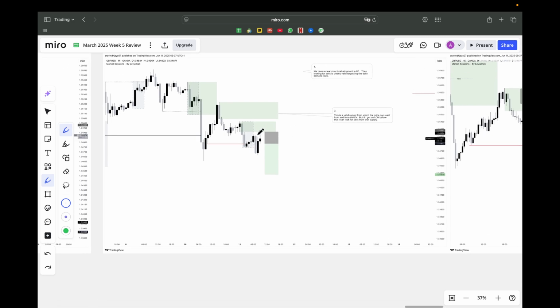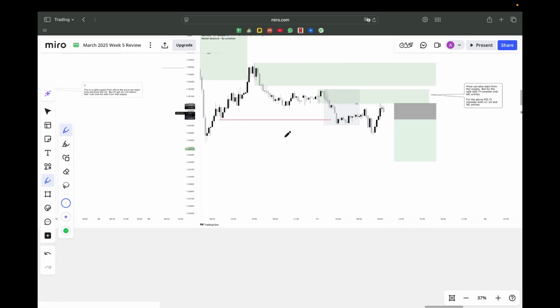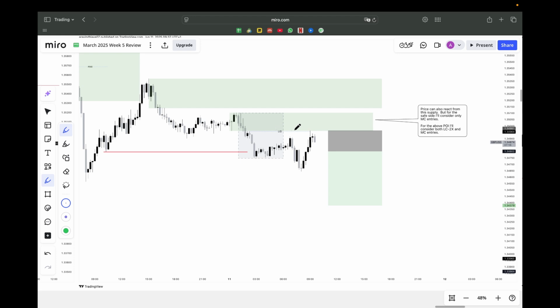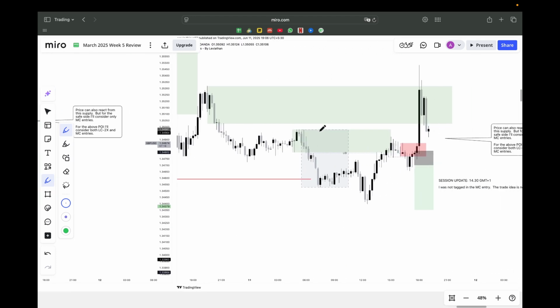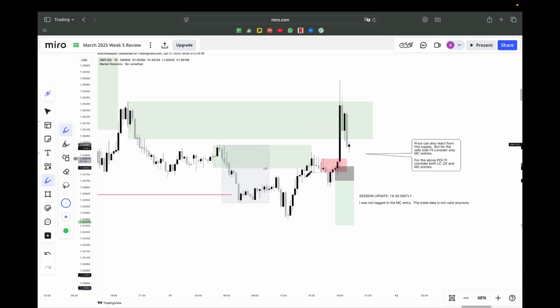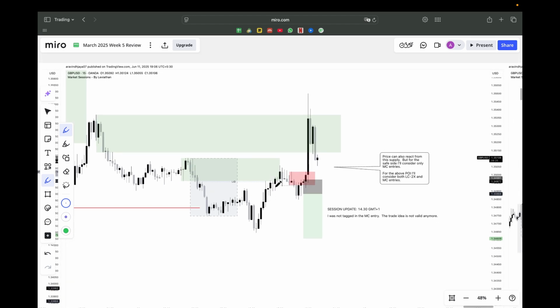So price mitigated this supply, and here we go. And there was an LC1, but I'm not taking that LC1. I waited for the price to mitigate. Here we go. Price mitigated this supply, and this is the chalk bearish line, and price chalk bearish. This was somewhere around the 61.8 level. Sorry, this was the supply that was holding the price. So I marked the supply, and price mitigated this supply.